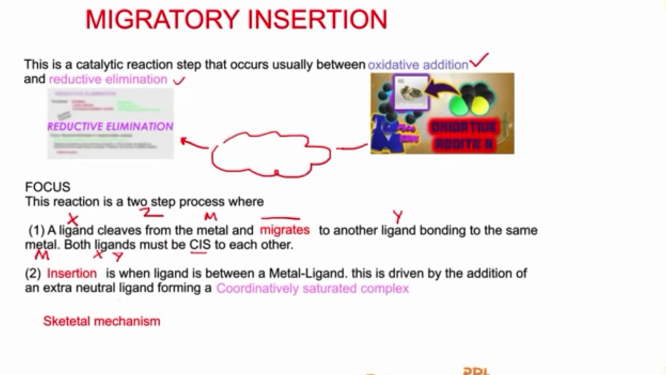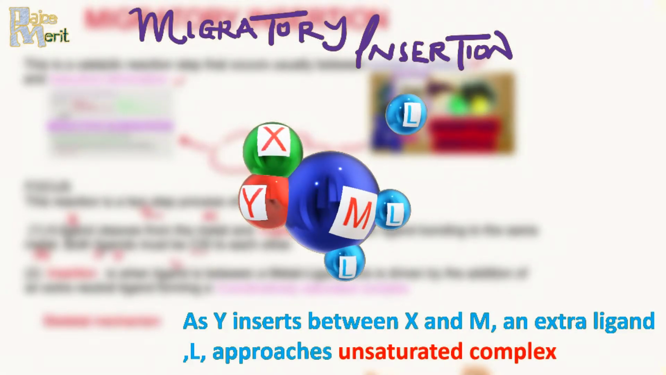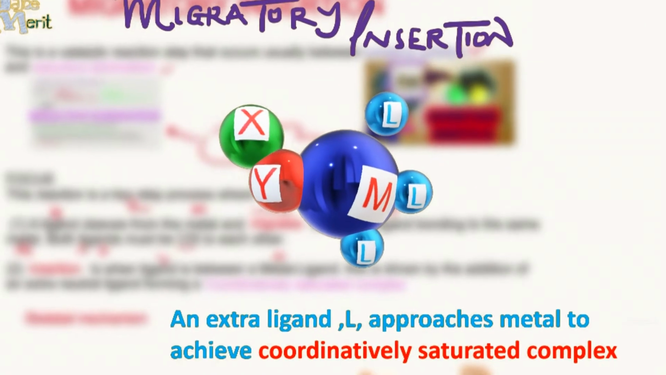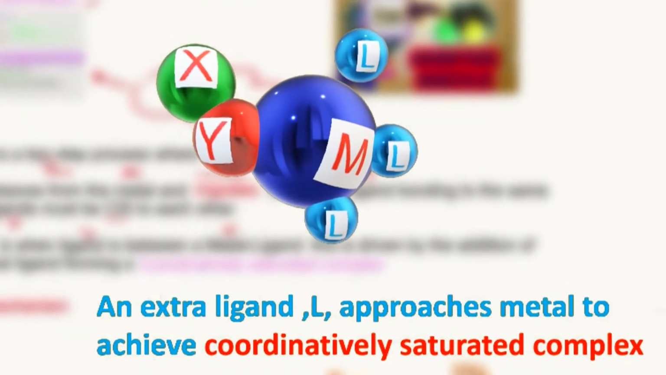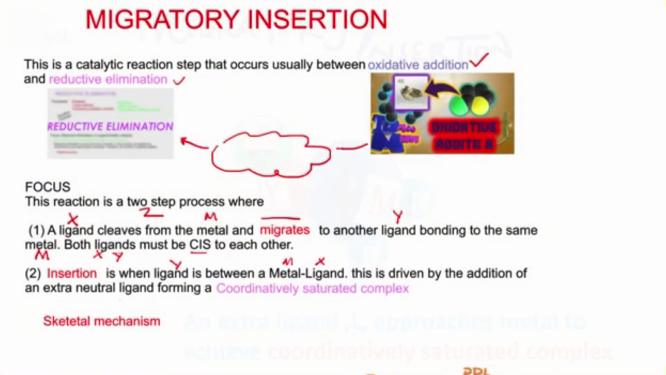Now the next point we need to take note of is that in terms of the insertion, this is when we notice that our Y ligand is actually between the metal, M, and our ligand, X. So visually speaking, you should see that observation in that particular catalytic structure.